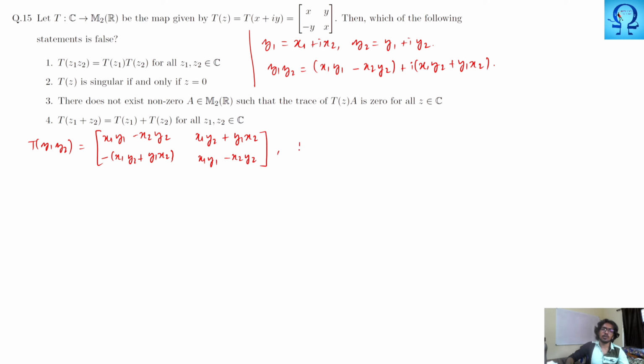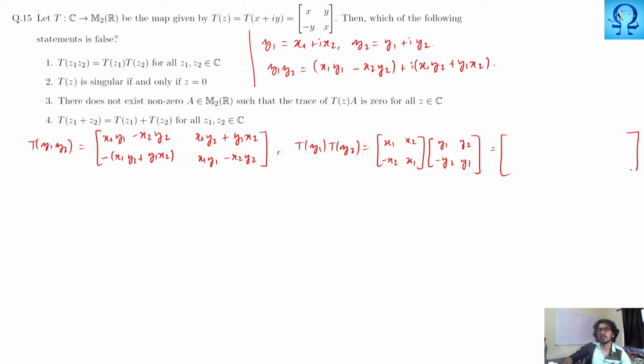Now I think you guys can very well calculate this one. This would be simply x1 minus x2 x2 x1, and this is y1 minus y2 y2 y1, and do this thing, you would see the same matrix. Okay, you will get the same thing. So this is basically a true statement.